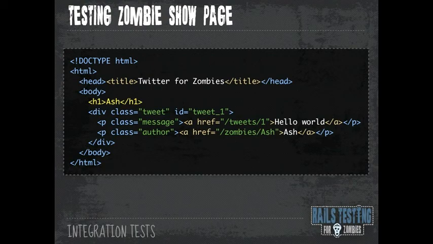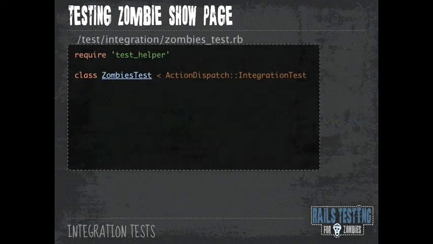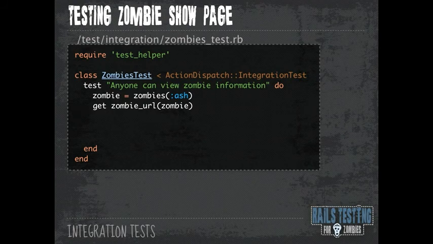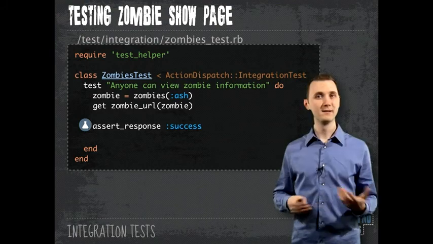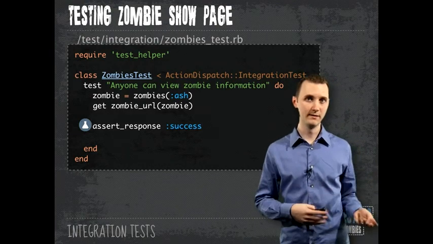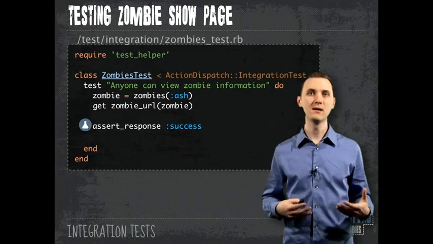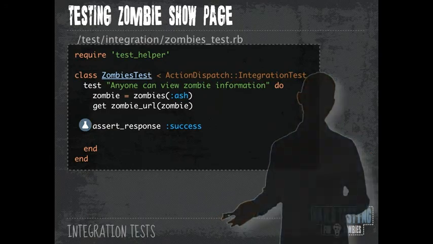So how do we test for something like that? Back in our zombies test integration test file, we're going to add a new test that says anyone can view the zombie information. And what we're going to do here is load a zombie from the fixture. We're going to get the zombie URL for that particular zombie. And then we're going to assert that the response was successful. This will give us an early indication if we have a typo on the view page, a typo in the controller, or some other blatant issue here where we would see a 500 response.